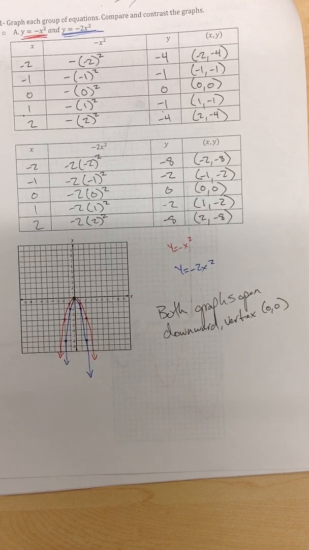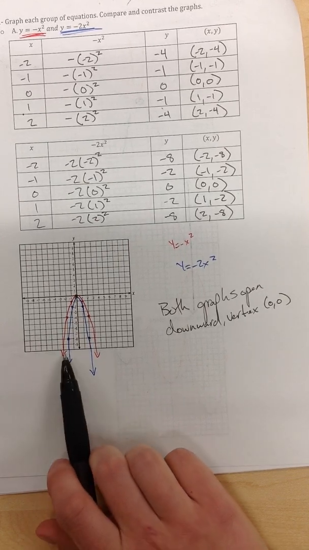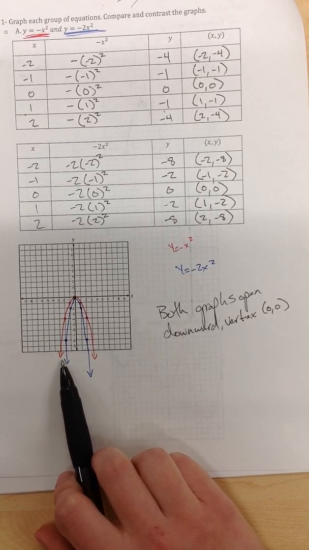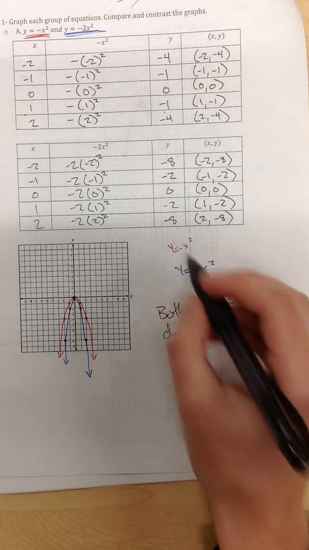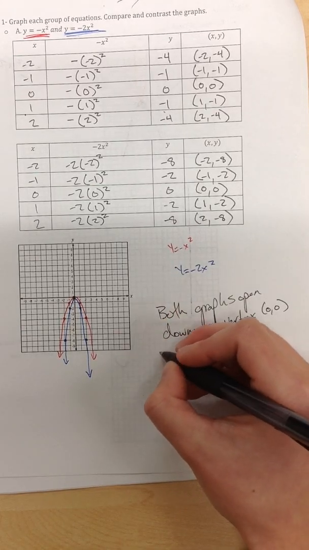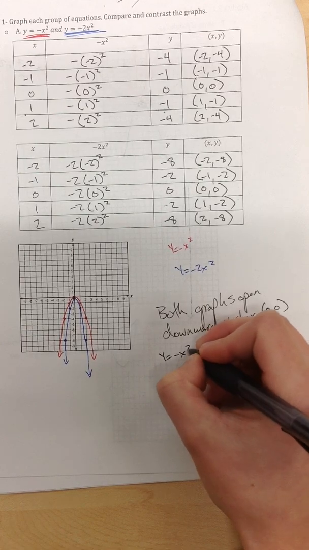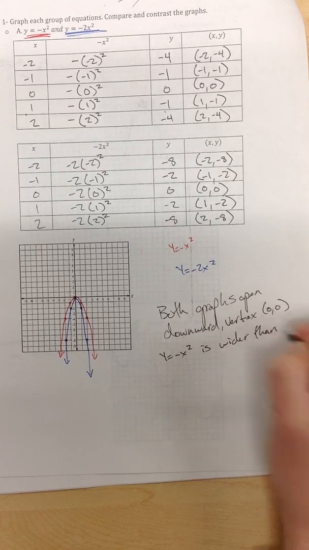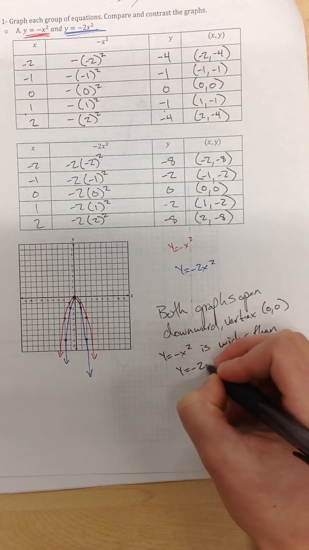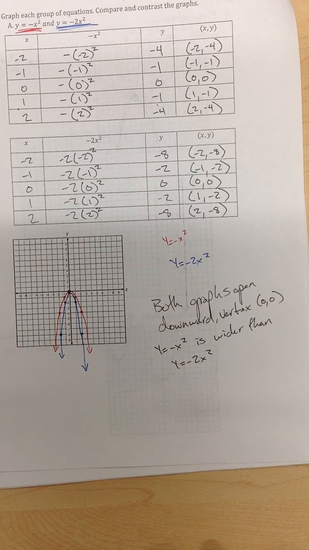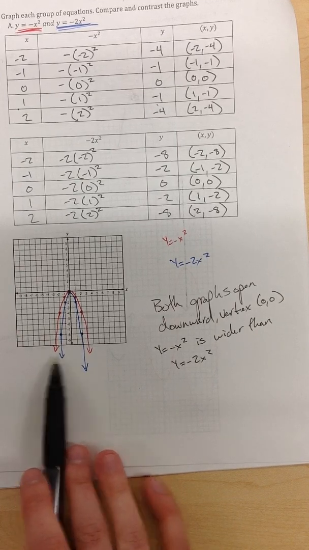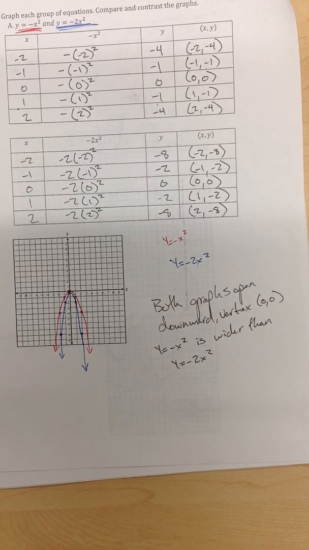So what I would say for the difference here is if you look at this red one, you can tell that that one's slightly wider than the blue one. So you could say the red one here, which is y equals negative x squared, is wider than the other one, which would be y equals negative 2x squared, the blue one. You could also say it the other way. You could say that the blue one is narrower than the red one. Either way would be fine, but that's what's different about them for our contrast part.